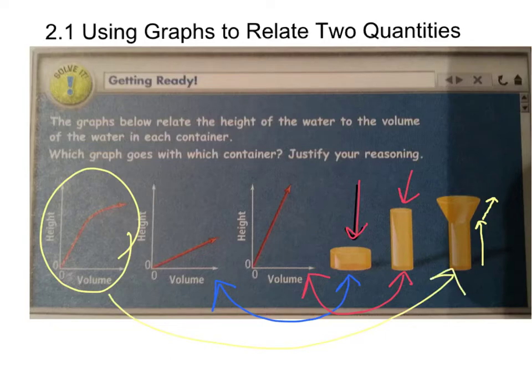And it's going to take some time. If you have questions or are kind of confused about relating graphs, it will take time. You have to really slow down and interpret what the graphs are asking you.